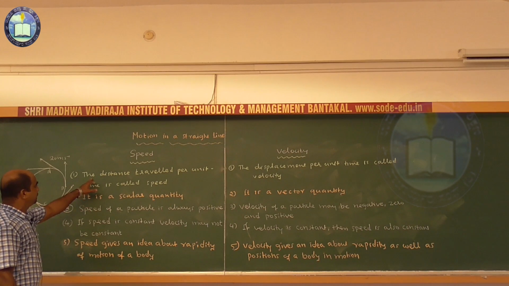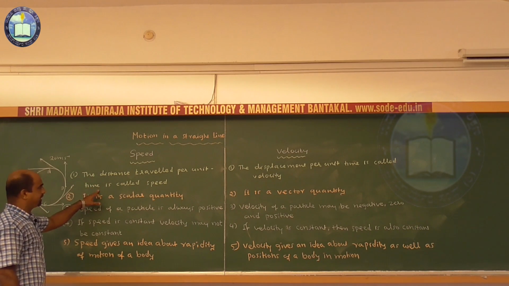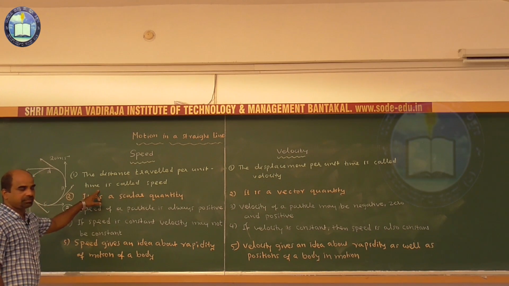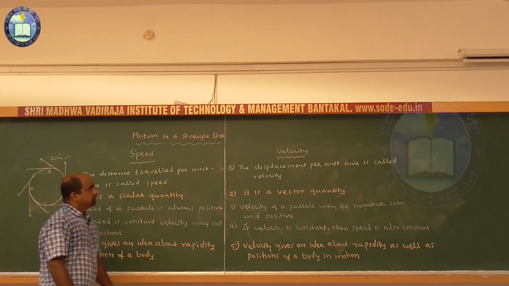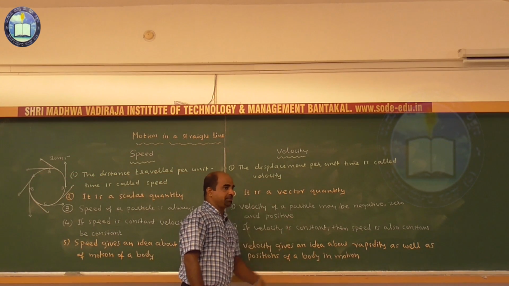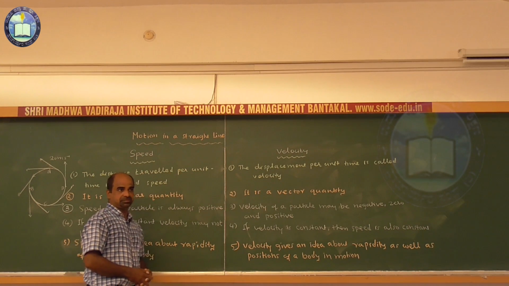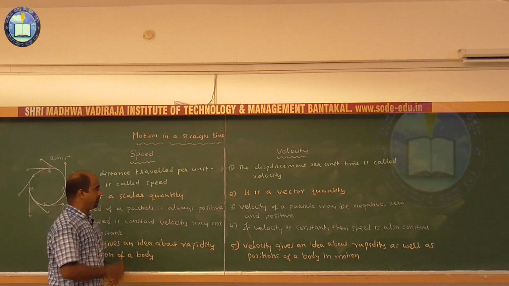First one, the distance traveled per unit time is called speed. The displacement per unit time is called velocity.